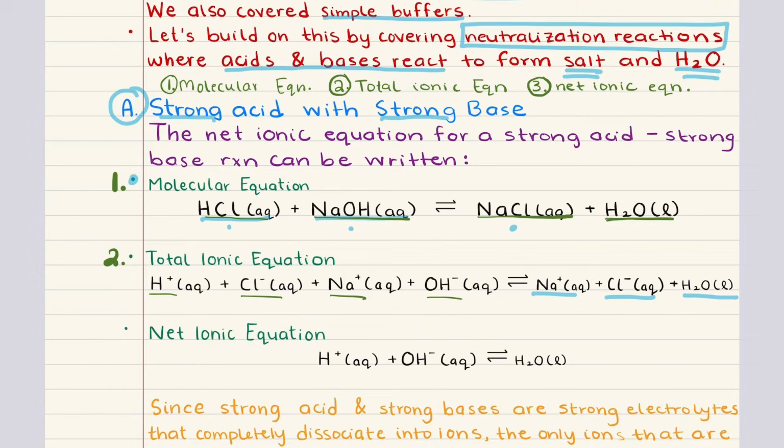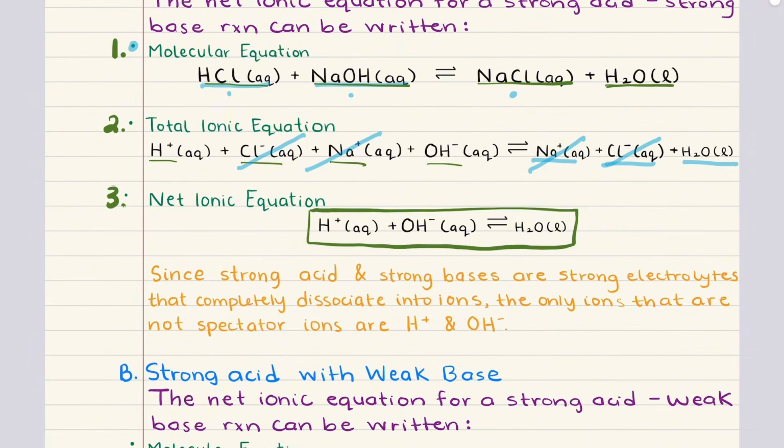You'll notice very quickly, chloride and sodium appear on both sides unchanged. So they are spectator ions, and we can go ahead and cancel them. The net ionic equation is then simply hydrogen ions plus hydroxide ions form water. And the takeaway is that when both partners are strong, when you have a strong acid reacting with a strong base, only the hydrogen ions and the hydroxide ions participate, and everything else is a spectator ion, and the salt solution that remains is going to be neutral.